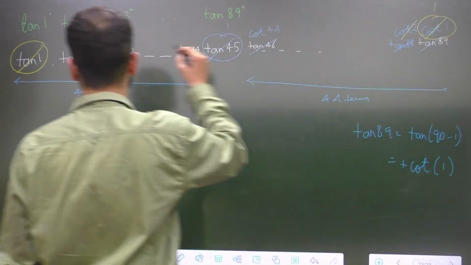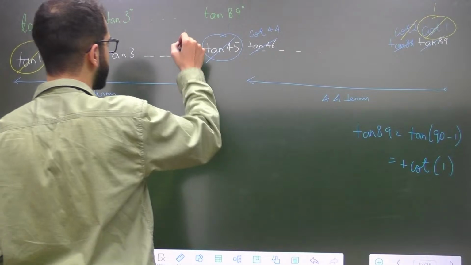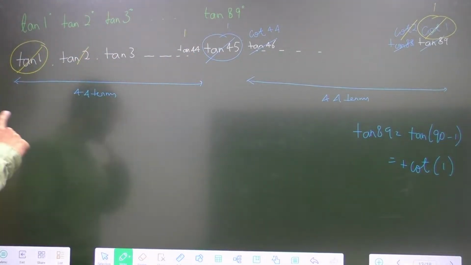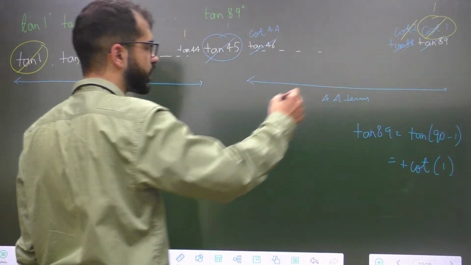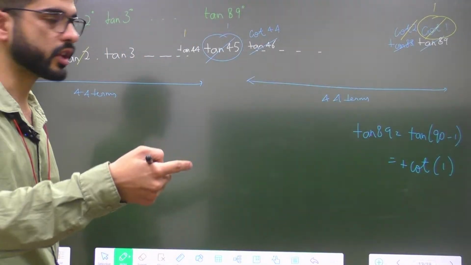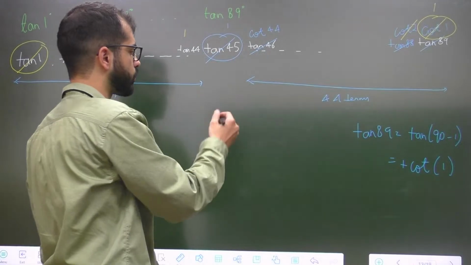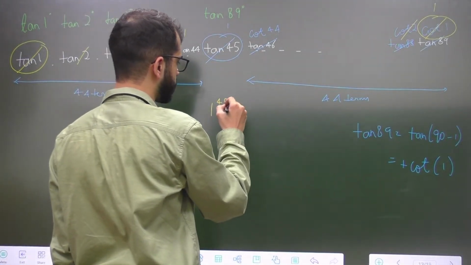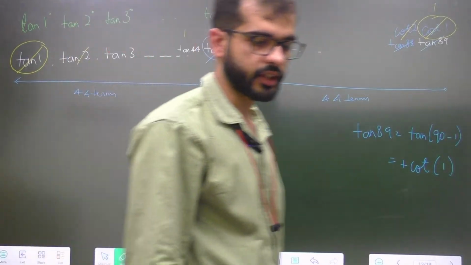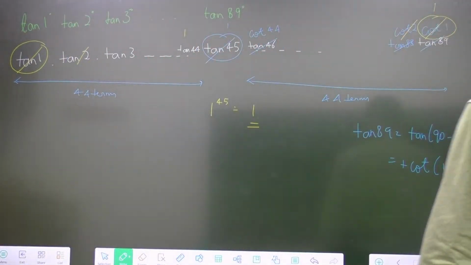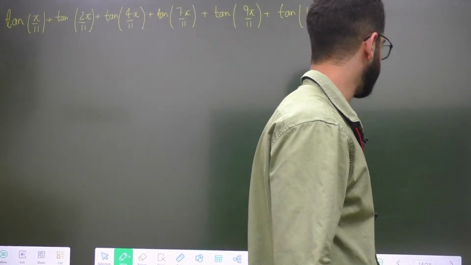Then cot 2 multiplied with tan 2 will give me 1. So I am just multiplying 1 how many times? 44 terms over here and 44 terms over here will give me 44 times 1. And then I also have one more 1. So the final answer will be 1 to the power 45, that is 1. I hope that's clear. If you have any doubts, feel free to comment. Okay, let's move forward to the next question.